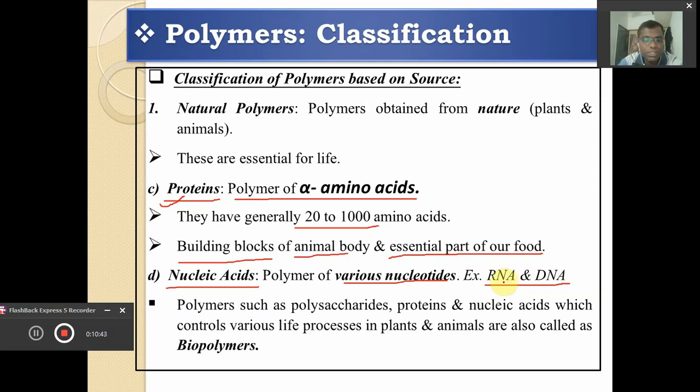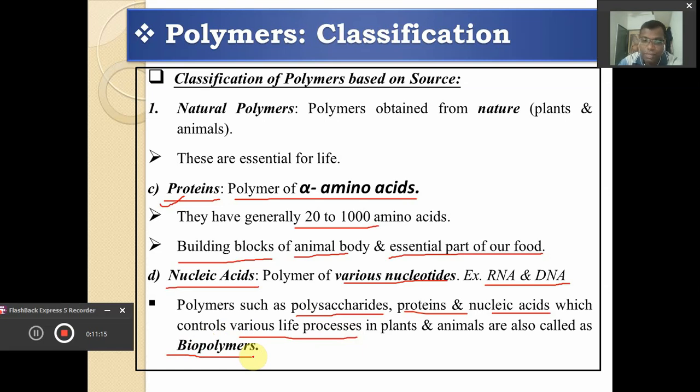So all these polymers are very important in the process of living organisms. And these polymers, such as polysaccharides, meaning the carbohydrates, proteins, and nucleic acids, control the various life processes in plants as well as animals. That's why all these are also called biopolymers, because these are polymers, but these are essential to control the life process.